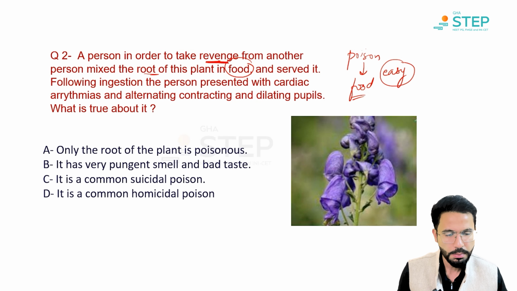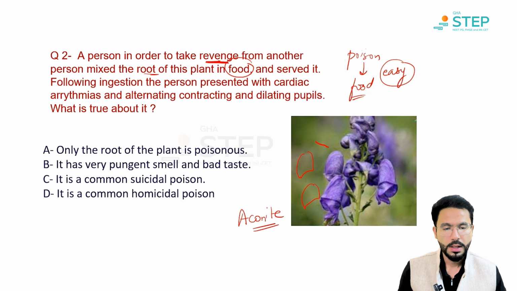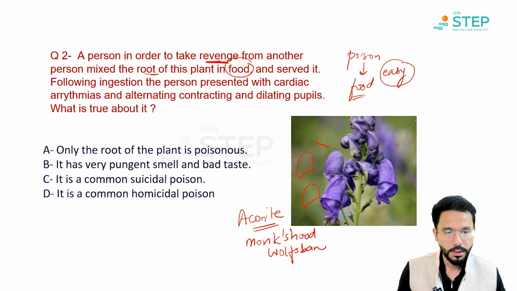Now we look at this image. What is this image? The bell shaped flowers like this are of the plant aconite, which is also known as the monk's hood or wolf's bane plant. And now look at the options. Only the root of the plant is poisonous.